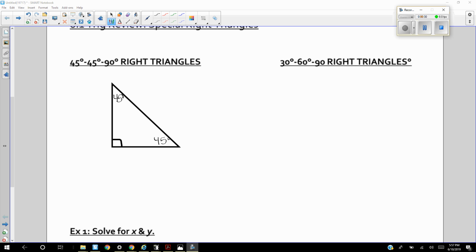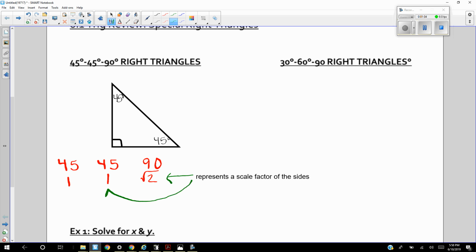And there's a lot of different ways to go through this. If you remember the way that you were taught in geometry, feel free to use that way. But the way that I like to do it is every 45, 45, 90, so I'm going to rewrite those angles right here. Every one of these triangles follows a proportion. So the sides that are opposite those angles are going to go right here. So 1, 1, radical 2. So those numbers represent a scale factor of the three sides that are opposite those respective angles.